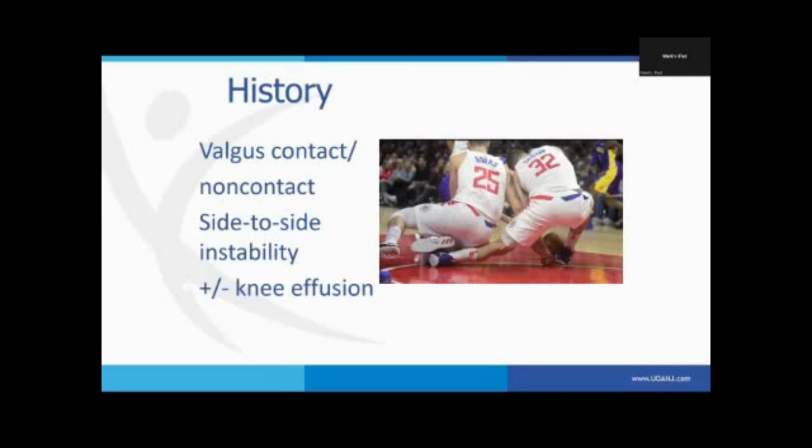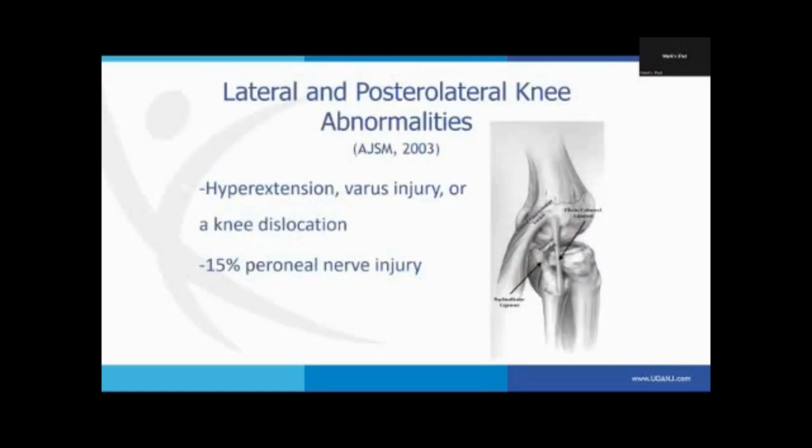Most commonly, it's a contact mechanism, different from our non-contact pivoting. But a big part of it is, do they have an effusion or not? Usually they're not going to have an effusion if it's an isolated MCL. It's an extra-articular structure. So a bone bruise or a meniscus tear or an ACL in combination can cause an effusion. If they have no effusion, then we're pretty confident that it's probably just the MCL.